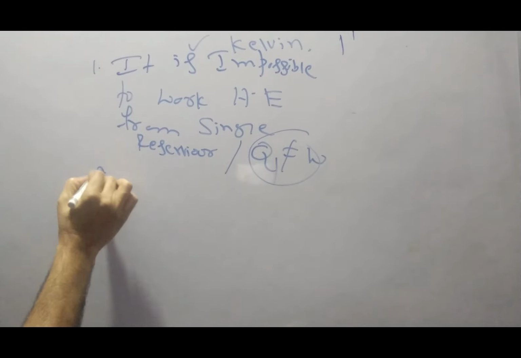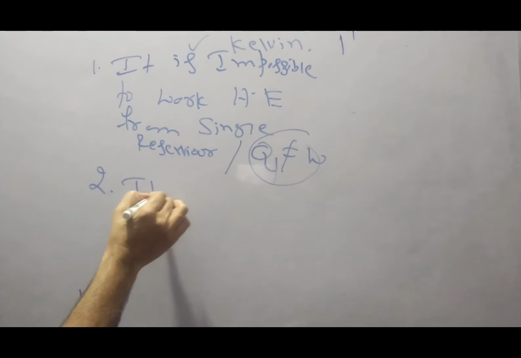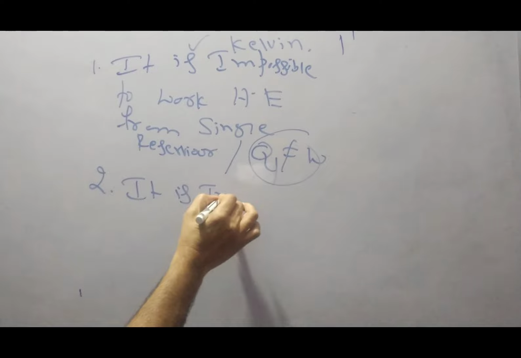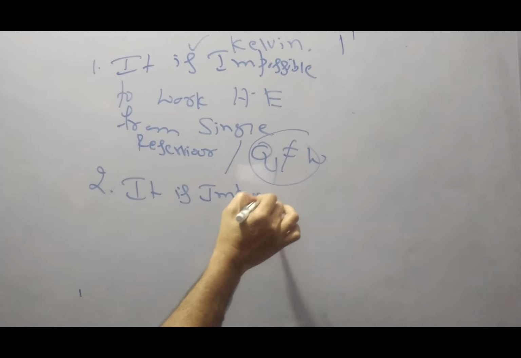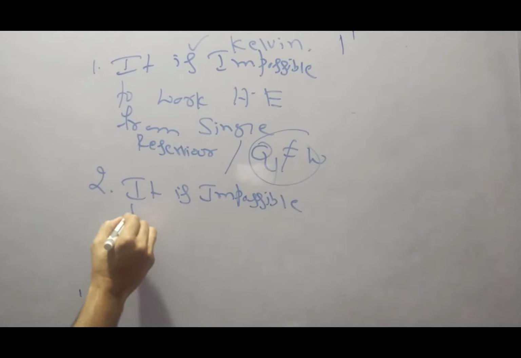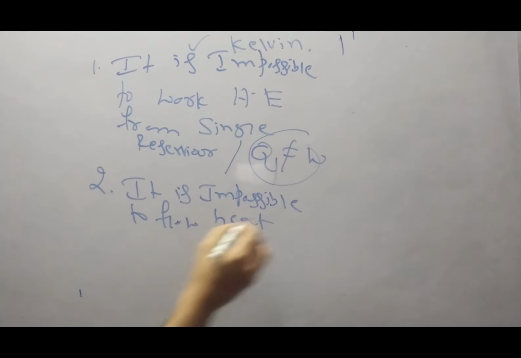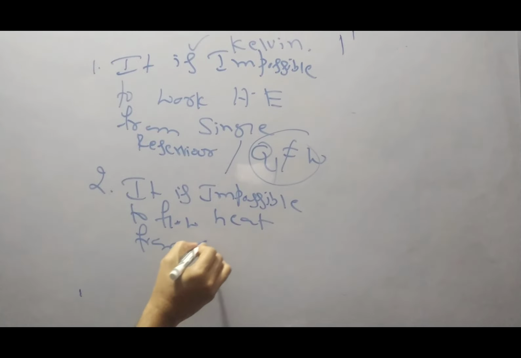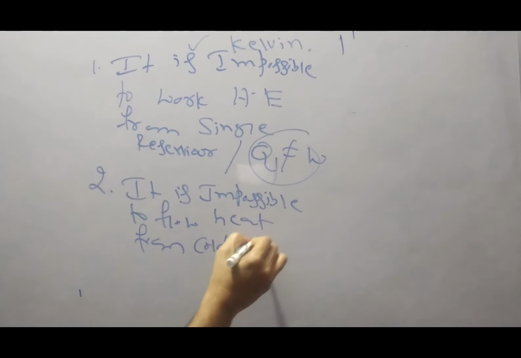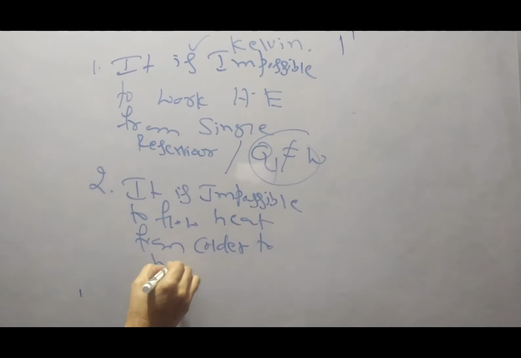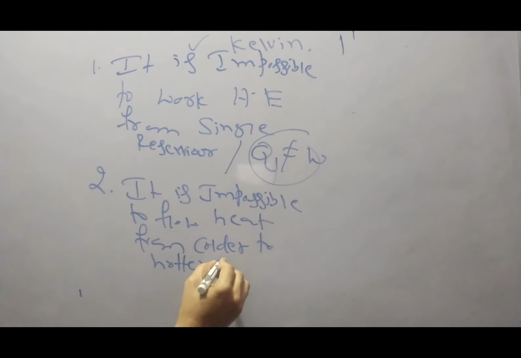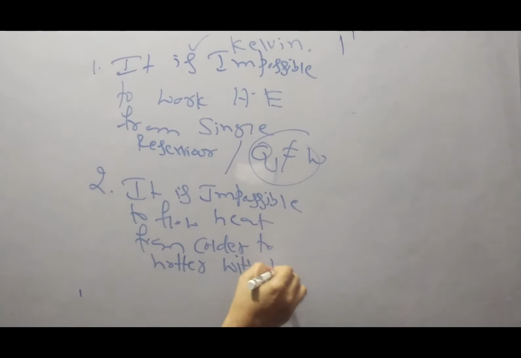What is the Clausius statement? It is impossible to flow heat from colder to hotter without external agency. Without external agency, it is impossible. So these are the statements of the second law of thermodynamics.